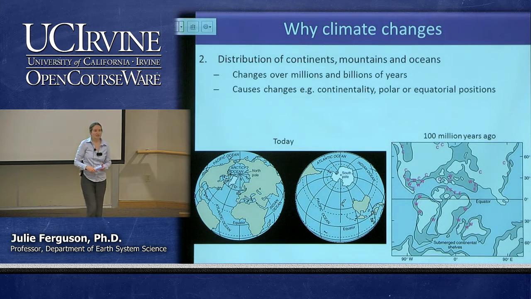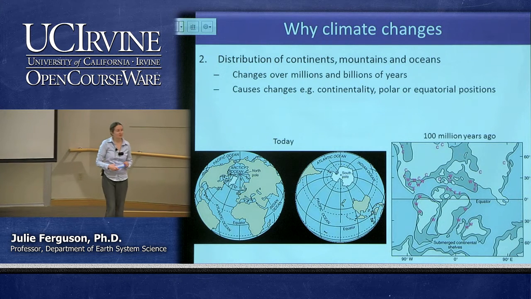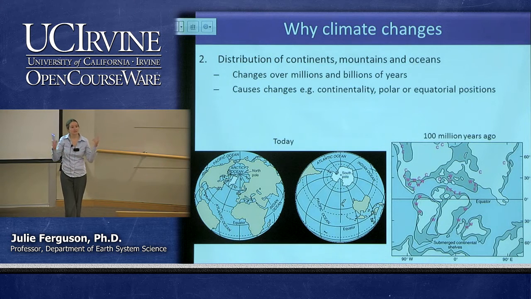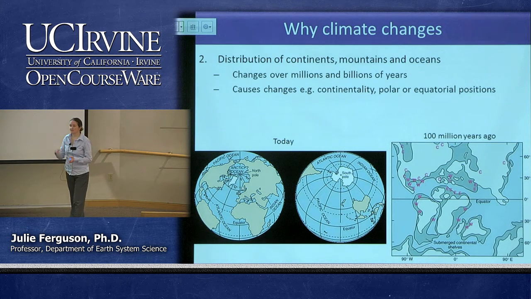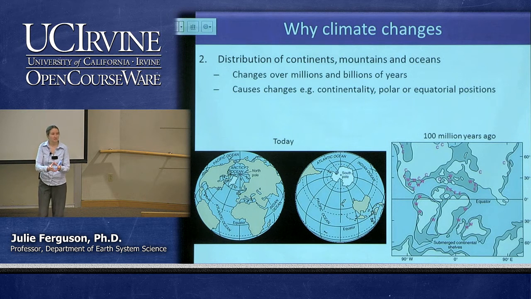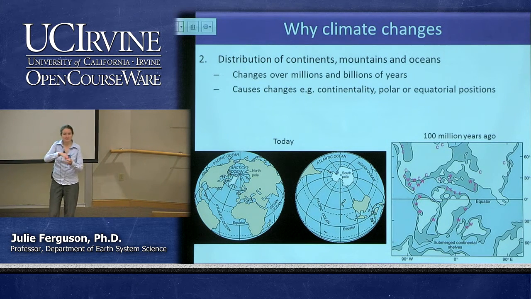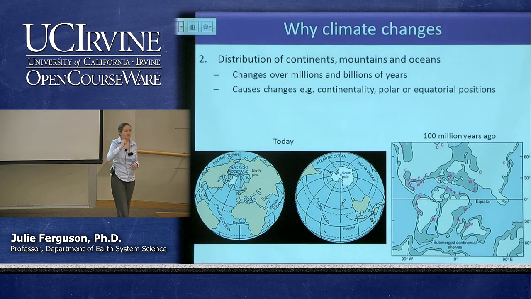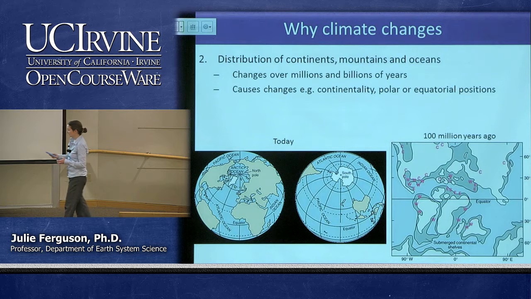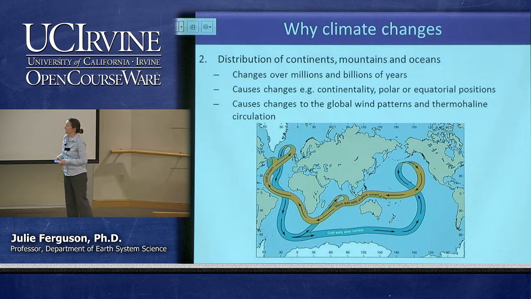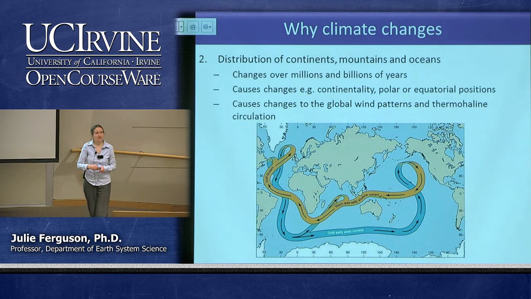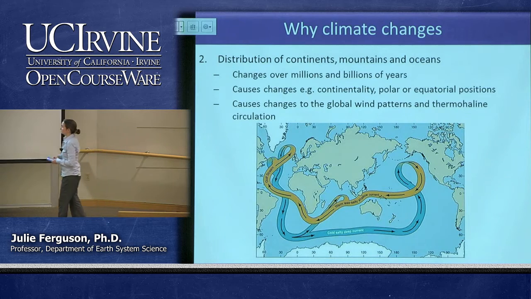So the second thing that could change our climate is the distribution of continents and mountains. First of all, they drift over millions and millions of years, so these are very long-term changes. But they can cause changes, because if we have a big supercontinent, we're going to have very different climates distributed over that supercontinent than we would if we have lots of little continents around the world. That's especially true if we have continents over the pole, or if we don't. And the other thing that drifting continents can do is change our big atmospheric and ocean circulations. So again, we can start seeing changes to climates over the Earth.